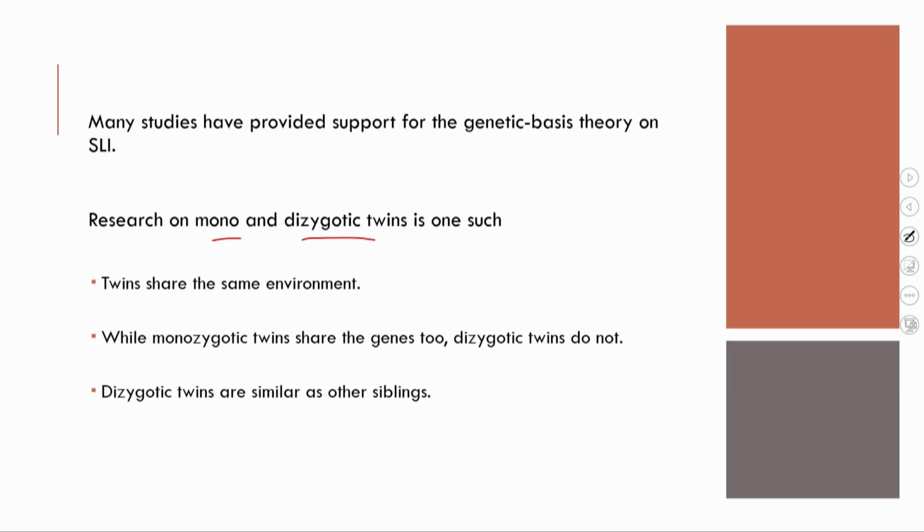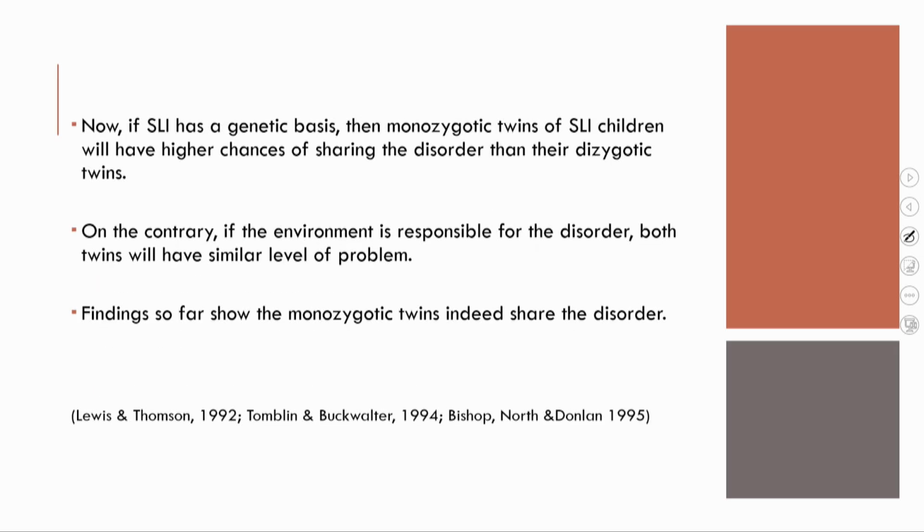Now, in case of monozygotic twins, they share the genes too, but dizygotic twins do not share the genes. They have separate kinds of genetic structure. So, dizygotic twins are typically similar to other siblings. That is why comparing mono and dizygotic twins will give us a very clear understanding whether the problem is genetic or it is environmental.